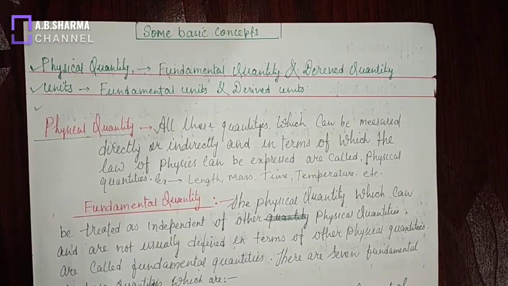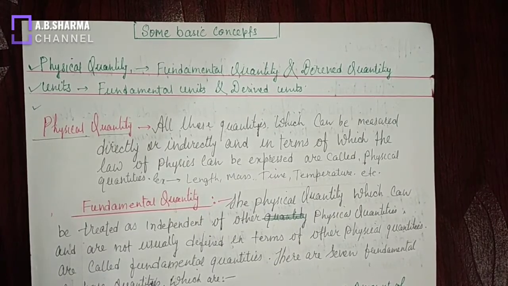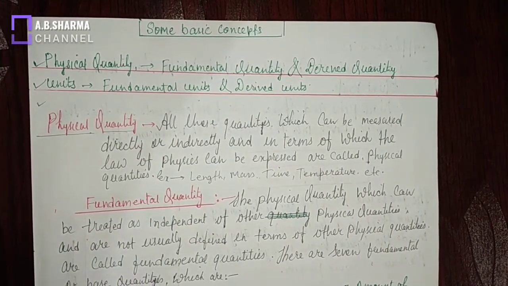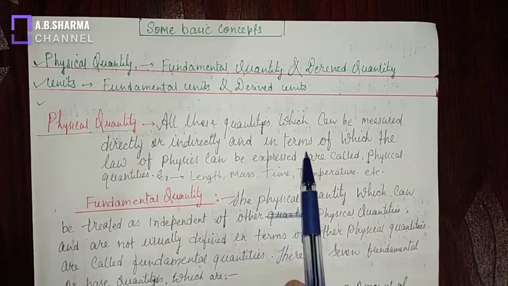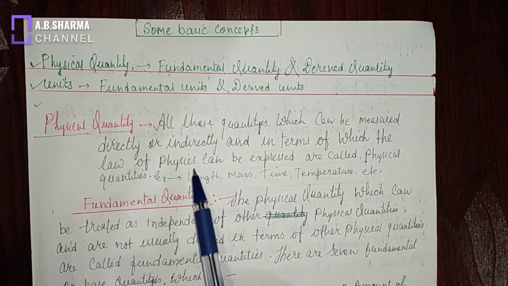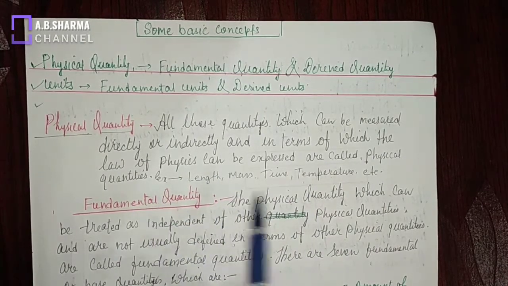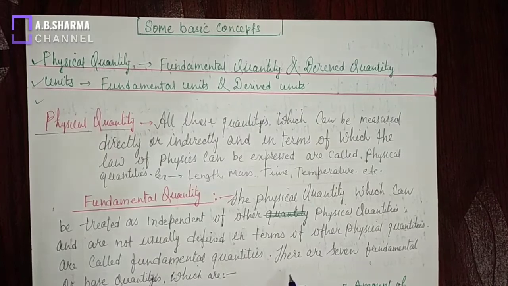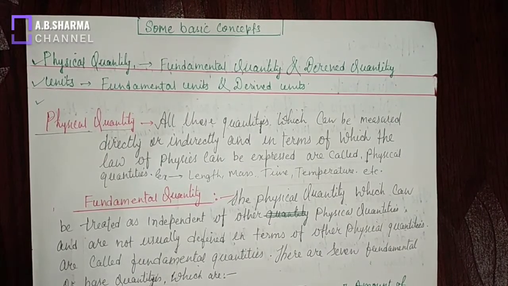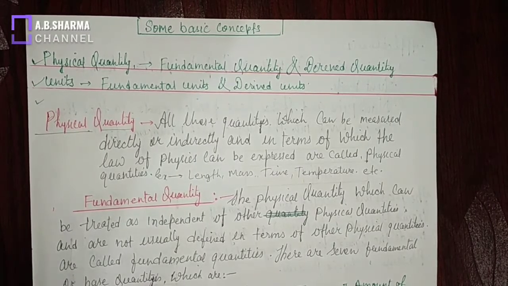Physical quantities are those quantities which can be measured. Means the quantity that can be measured is termed a physical quantity. All those quantities which can be measured directly or indirectly, and in terms of which the laws of physics can be expressed, are called physical quantities. Example: length, mass, time, temperature, etc. So these are physical quantities, and these quantities can be measured.